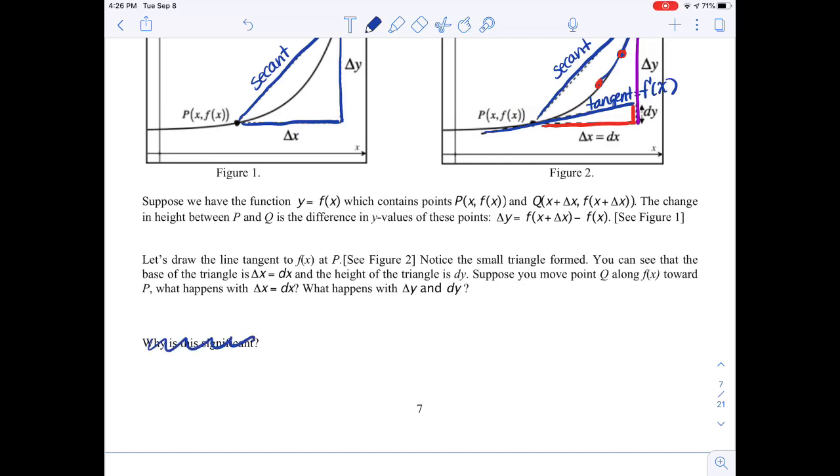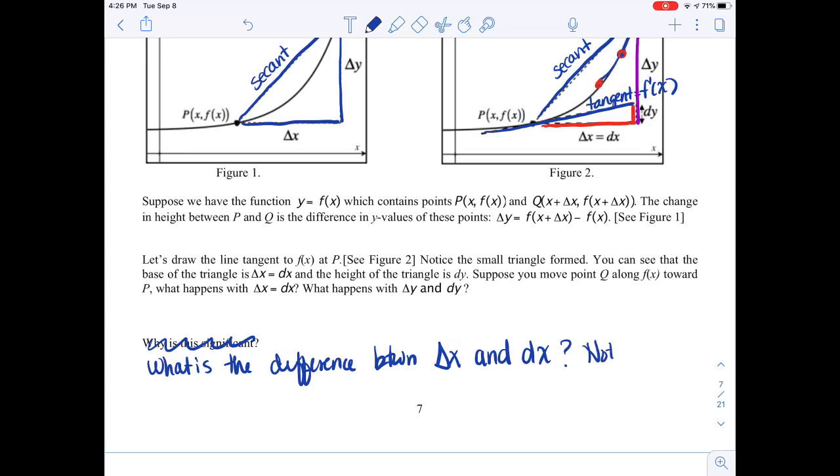So instead of saying why is this significant, I want to say, what is the difference between delta x and dx? For the calculations that we're doing, nothing. Delta x and dx is always going to be whatever the change in the x value is that we're working with. What is the difference between delta y and dy?